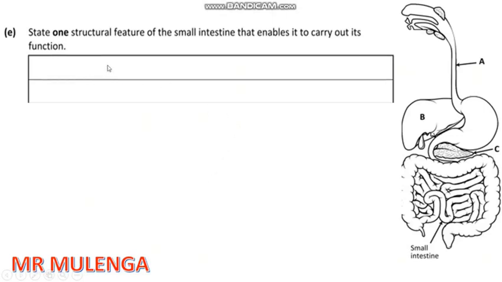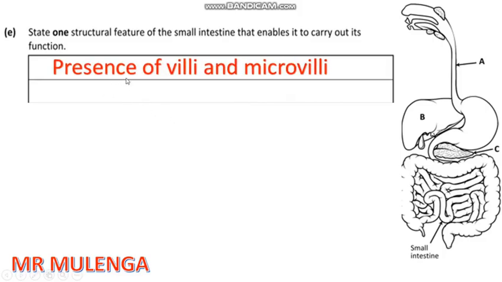So our question C reads, state one structural feature of the small intestine that enables it to carry out its function. So here we want to state one structural feature of the small intestine that makes it possible for the small intestine to carry out its function. So one structural feature of the small intestine is that it has what we call the villi and the microvilli. So that is one of its structural features. So we have said because of the presence of the villi and the microvilli.